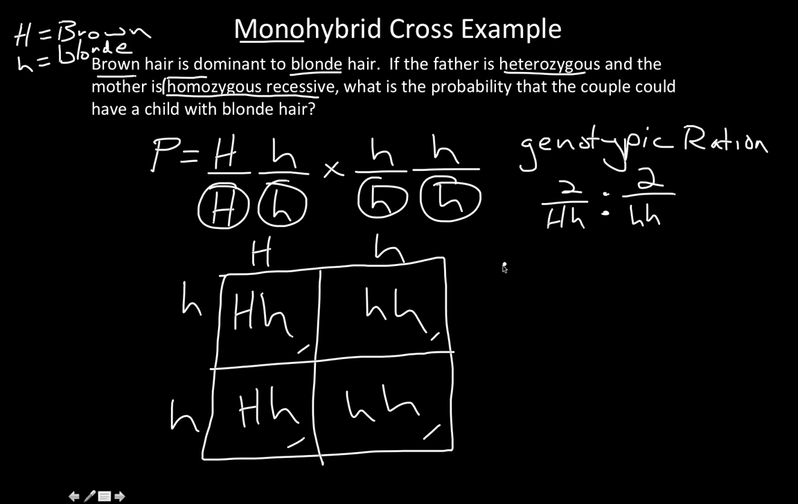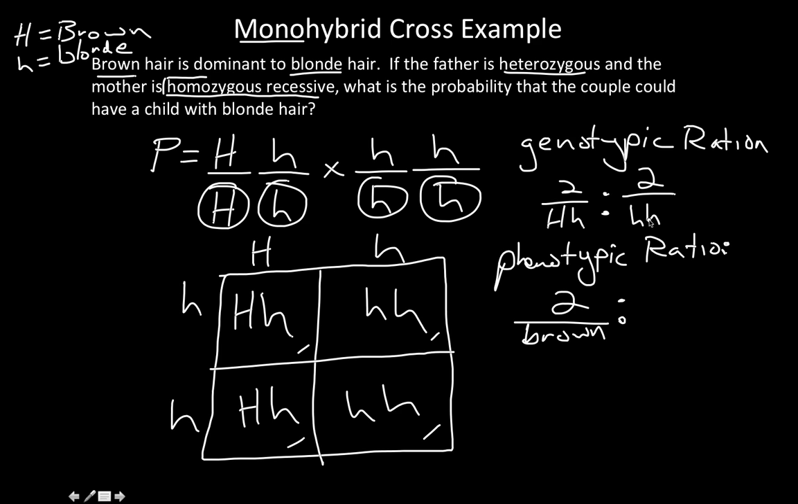So then let's do the phenotypic ratio, step 6. Okay, so then we know that if we have a big H and a small h, the big H is dominant, and that's brown. So both of these individuals would have brown hair. We have 2 of those. And these individuals would have blonde hair. And we have 2 of those. So there's our phenotypic ratio.